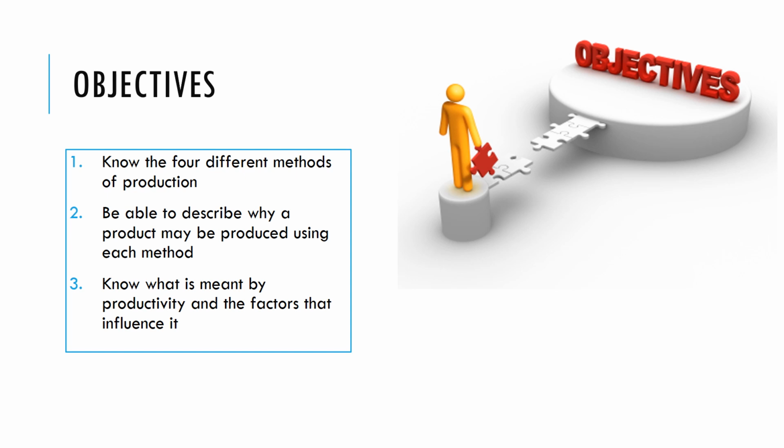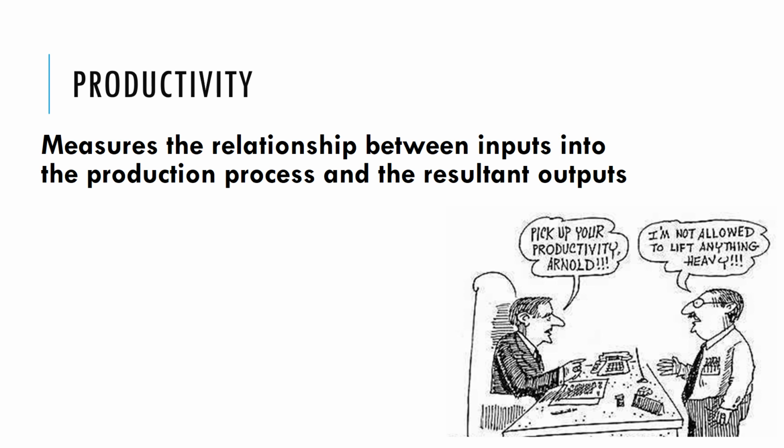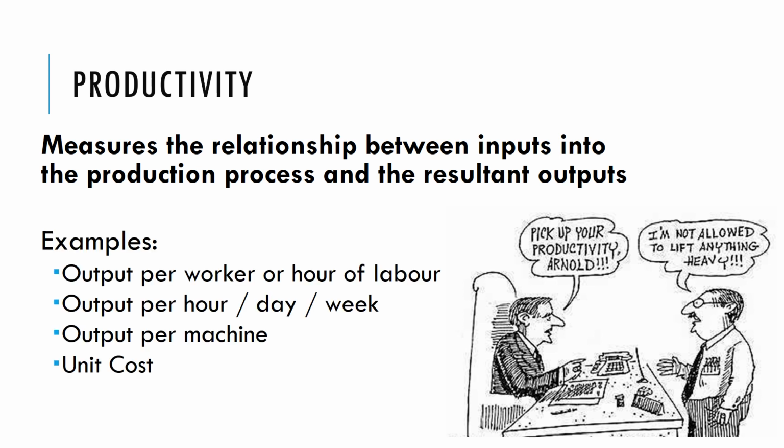So we've looked at the 4 different methods of production, and we've looked at why a product may be produced using each method. Now we're going to move on to productivity. Productivity measures the relationship between inputs in the production process, what goes in, the raw materials, and the resultant outputs, what comes out at the end, the finished goods or services. So again, once we've taken this definition down, we'll move on to some examples.